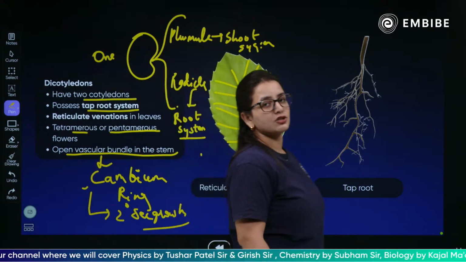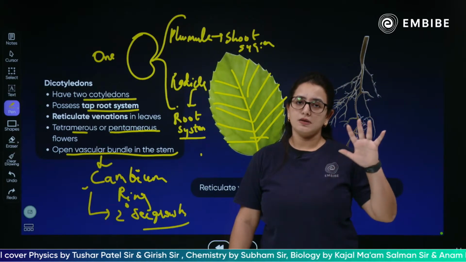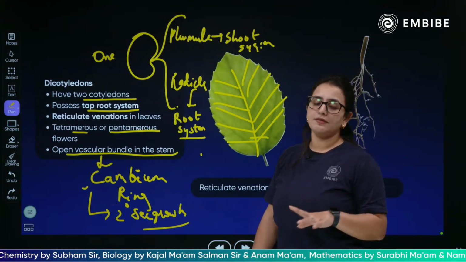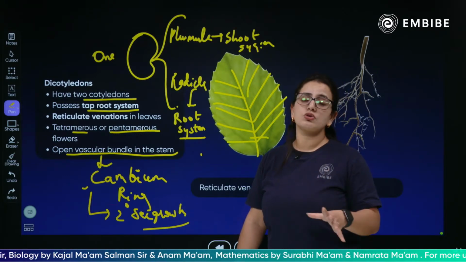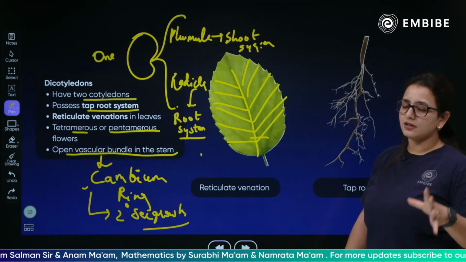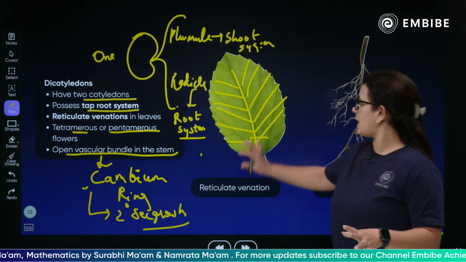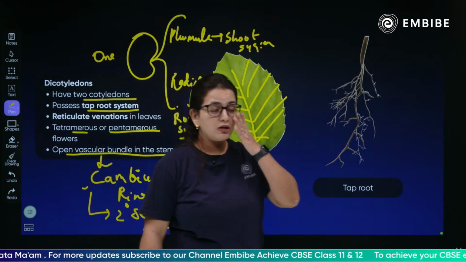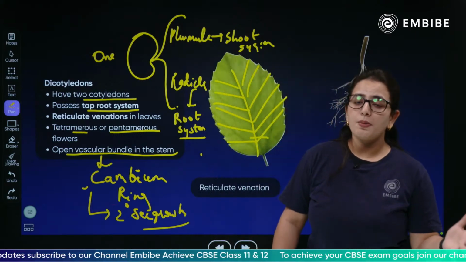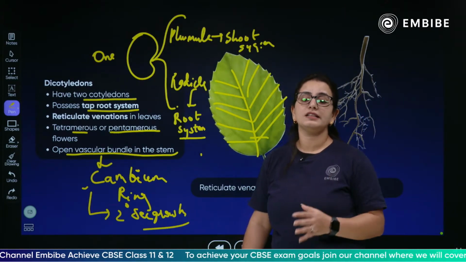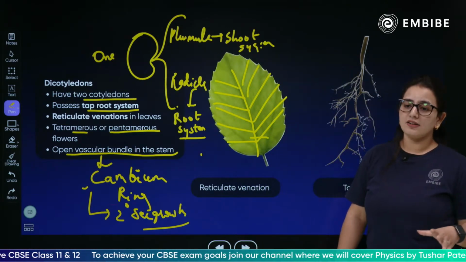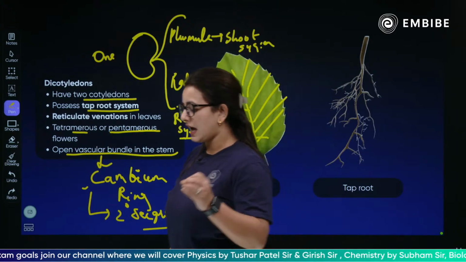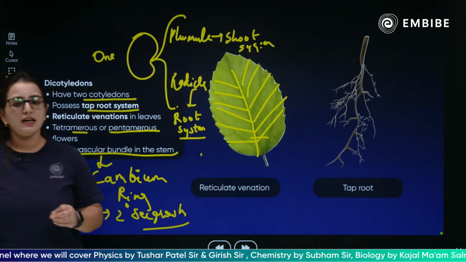So these are a few features of the dicotyledon plants: they have two cotyledons, one plumule and one radicle. The plumule will create the shoot system, the radicle will create the root system. They have a tap root system, a true root system, further divided into primary, secondary, and tertiary roots. They have reticulate venation, which is absolutely simple, and tetramerous or pentamerous flowers, and open vascular bundles. The vascular bundles are xylem and phloem, and I say open because a cambium ring is present between them, which is responsible for secondary growth. So dicots do show secondary growth because of the cambium ring. Clear? So this is about the dicotyledon angiosperms. I hope this is very clear, very simple.